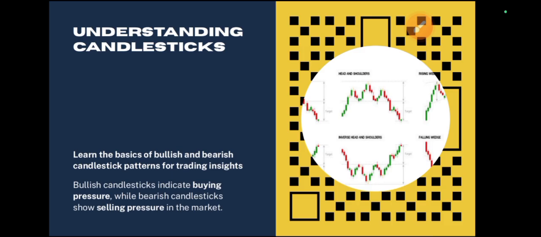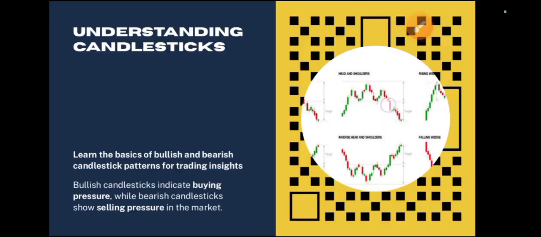Okay, so candlestick: learn the basics of bullish and bearish candlestick patterns for trading insight. So what did I show you now? I showed you the power of bullish, where the bullish candlestick pattern came and it started buying from $3.06 to about $3.08, right? That is the power of bullish. So let's do bearish.